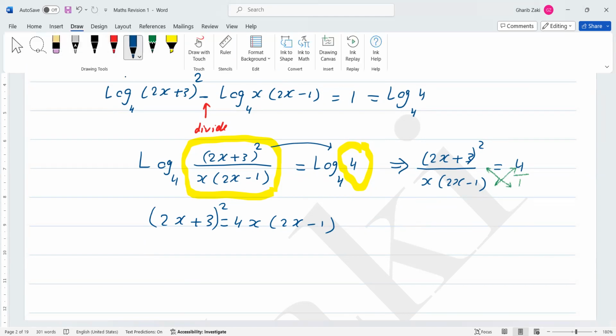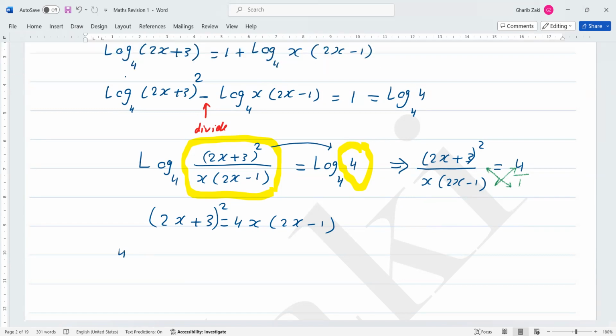Then it's (2x plus 3) to the power 2 equals 4. Expand the bracket: first term squared, 4x squared, plus first times second times 2, 3 times 2 is 6, times 2 is 12x, plus second term squared. Expand the right side: 4 times 2x squared is 8x squared minus 4x.